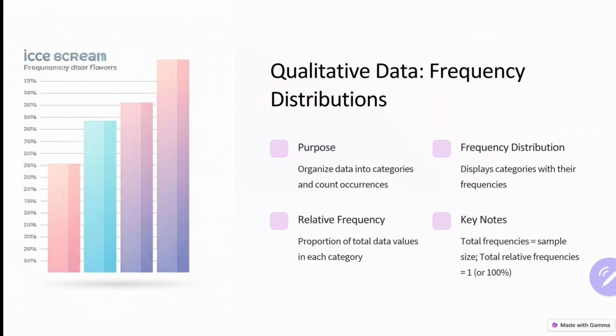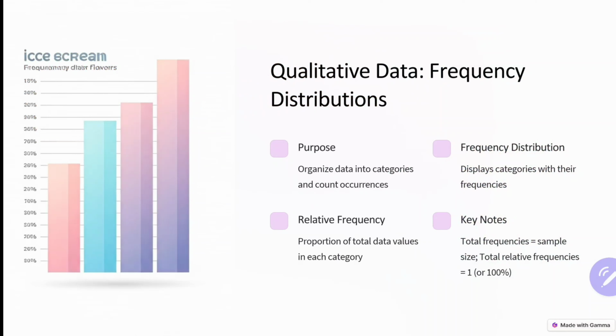Now, the first thing we'll be talking about is qualitative data. And here, I'll be talking about the frequency distribution. What is the purpose of the frequency distribution? The main purpose is to organize data into categories and count occurrences. For example, we talk about gender. For gender, we have male and female. These are the categories. So, how do we organize the data into these categories? This is the major purpose of the frequency distribution.